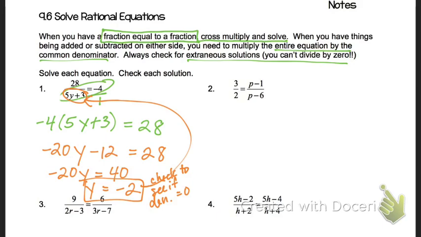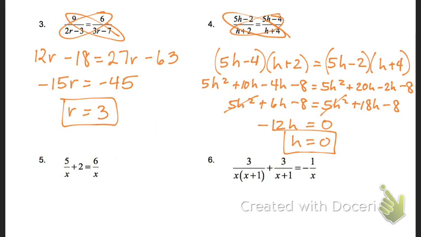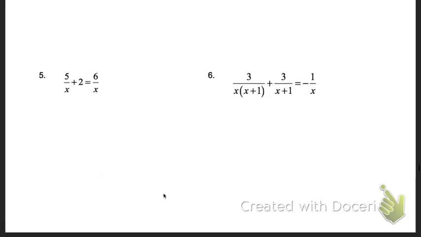So try number 2. We okay with number 2? Okay, try 3 and 4. Okay, so for number 3, r equals 3, and then h equals 0. Kind of disappointing to get h equals 0. Any questions about those 2? So when you have fraction equals fraction, cross multiply. And like I said, that means that the Lord has blessed you and life is easy.